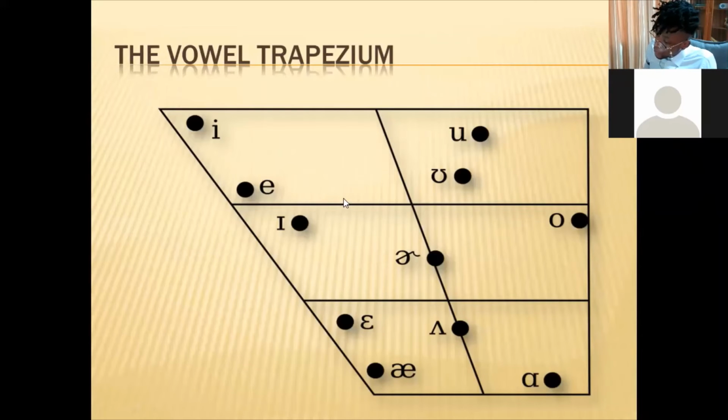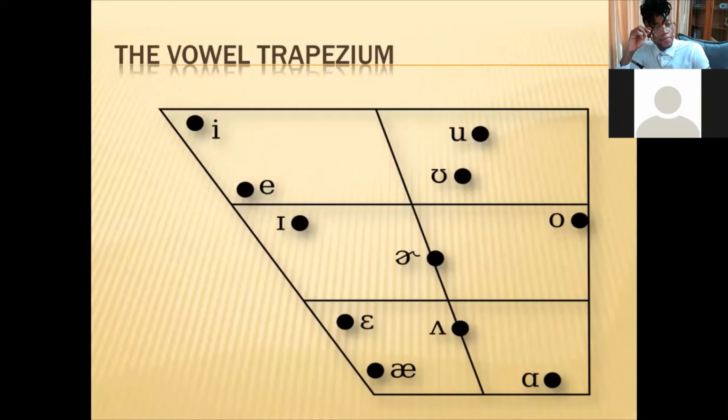When these ones are produced, these ones right here, the tongue is in the middle position of the oral tract. When these ones are produced, the tongue is at the floor of the oral tract, so to speak, also in the lower part of the oral tract. So that's one distinction.